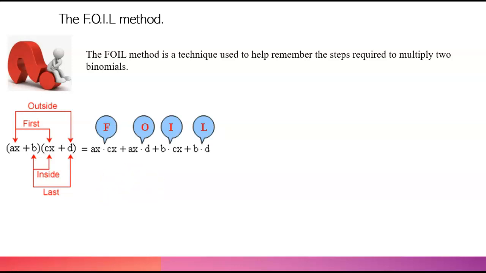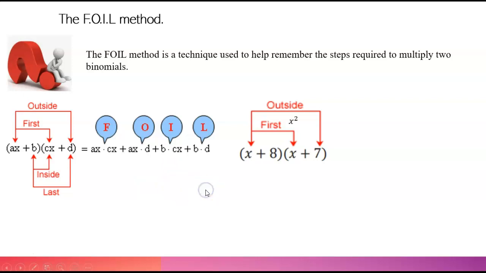Now let's apply the FOIL method and multiply x plus 8 times x plus 7. Multiplying the first terms, we have x times x will give us x squared. Multiplying the outside terms, which is x times 7, will give us 7x. Multiplying the inner terms, 8 times x will give us 8x. And multiplying the last terms, which is 8 times 7, will give us 56.